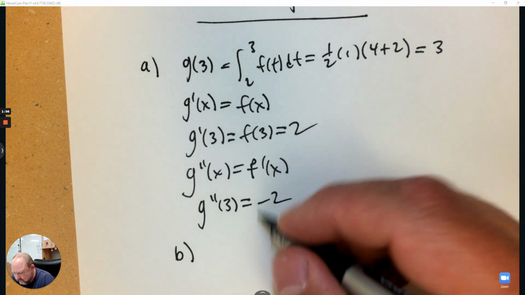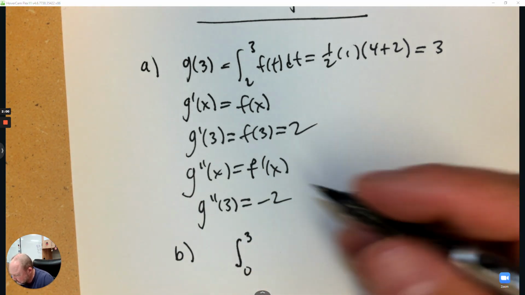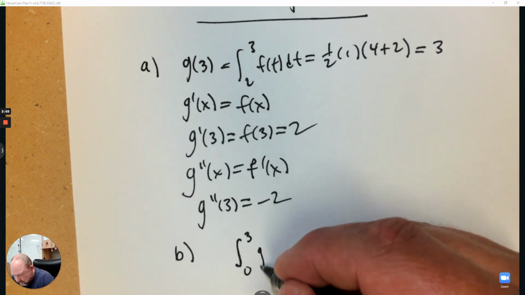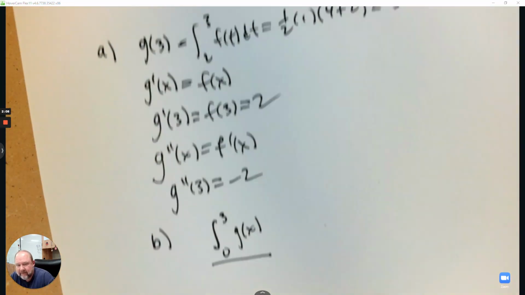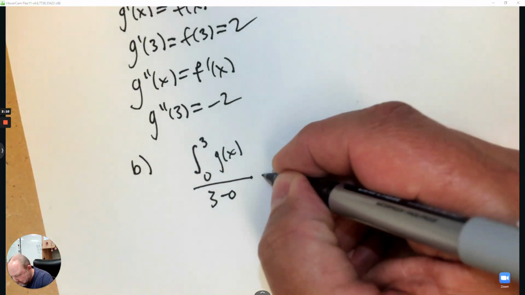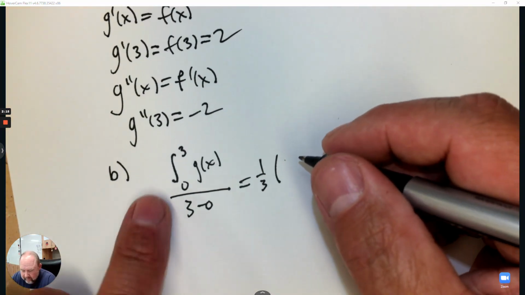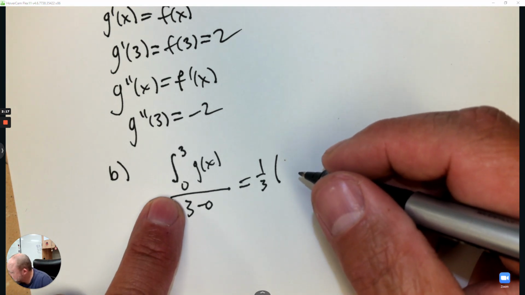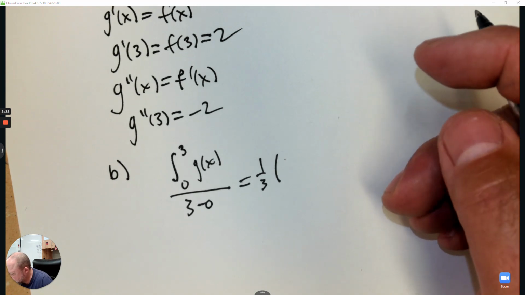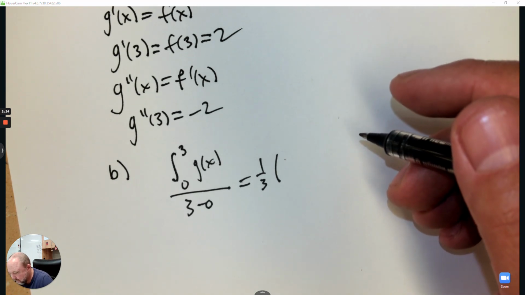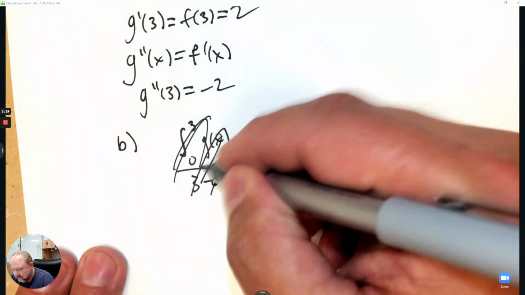Find the average rate of change. That's an integration question. From 0 to 3. And then you divide by the difference of the bounds. That's average value. I'm going to write that as 1/3. Now, so I got this right. Oh, average rate of change. I did the average value, so let's not do that.